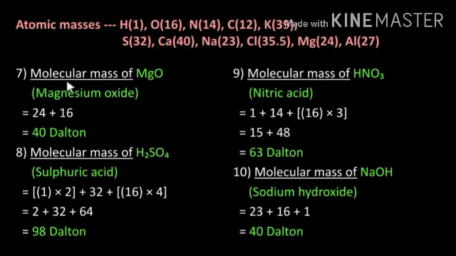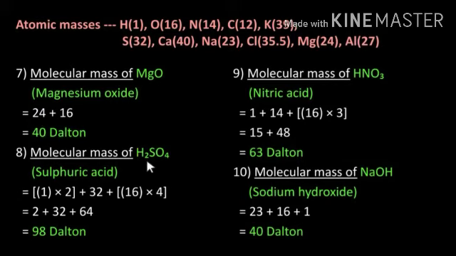Now, the next compound or next substance is magnesium oxide. Now, molecular mass of magnesium oxide can be deduced like this. Atomic mass of magnesium is 24, that is put here, plus atomic mass of oxygen 16 is put here. 24 plus 16 is equal to 40 Dalton.